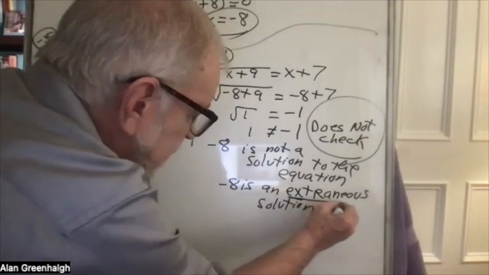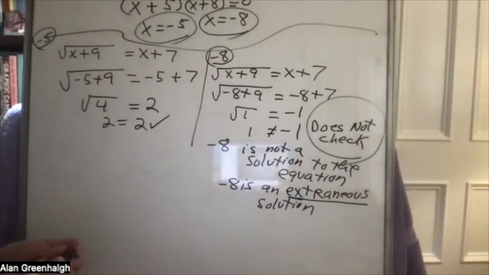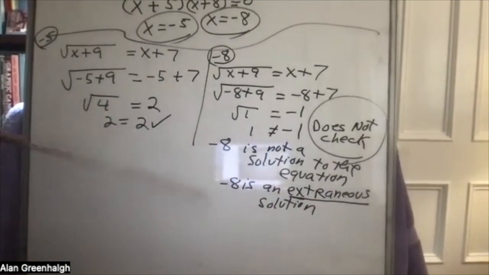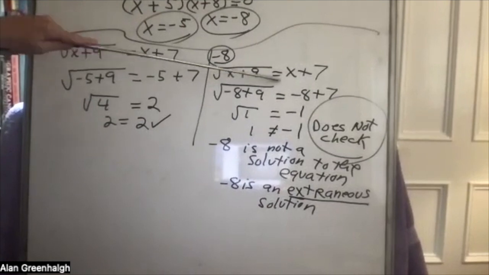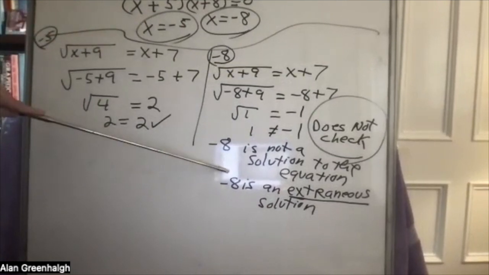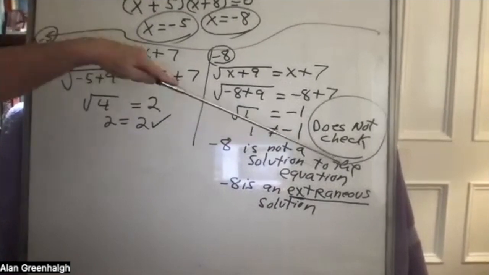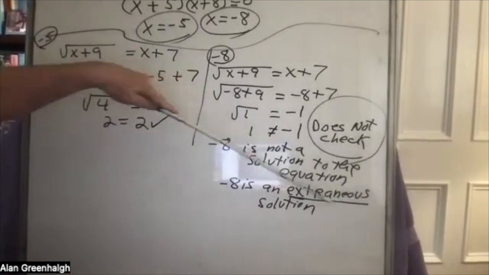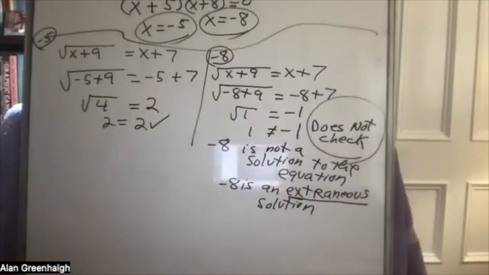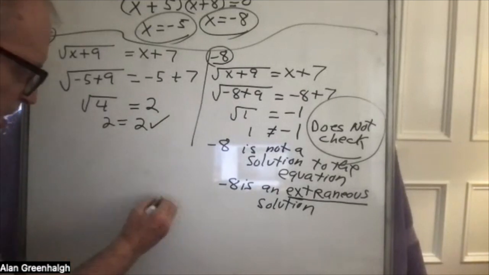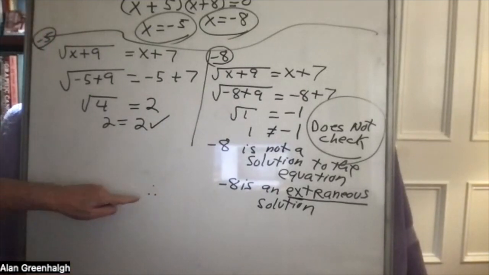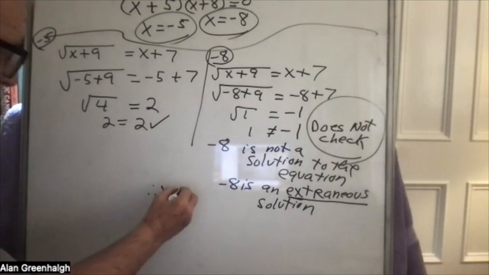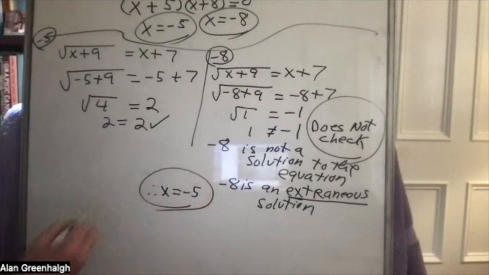Extraneous solution is a key word that we're going to use a lot in this class, and this is the first time we're using it. When a solution does not check in the original equation, you could say it's not a solution, but it's even better to say -8 is an extraneous solution. Therefore, in mathematics, those 3 dots mean therefore, x is equal to -5. And that's it, one solution.